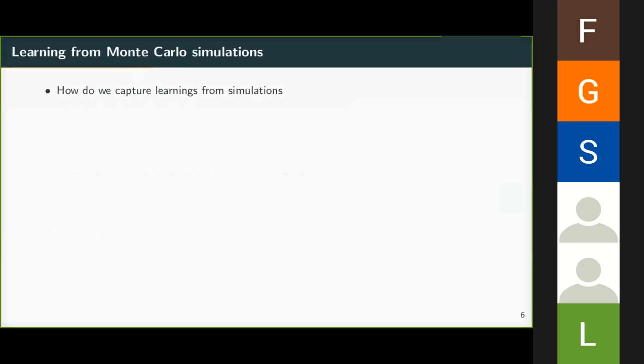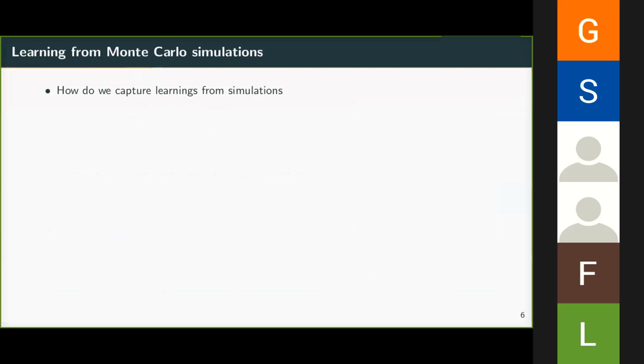So going to the next slide. Now, we saw how we can use Monte Carlo simulations to estimate the value of pi. How can I use Monte Carlo to do reinforcement learning or do training for my particular game? If I want to play tic-tac-toe, how do I use Monte Carlo to do that? That is what we will see.